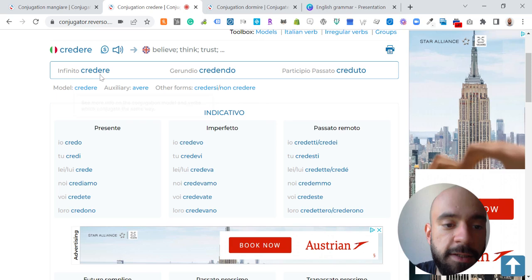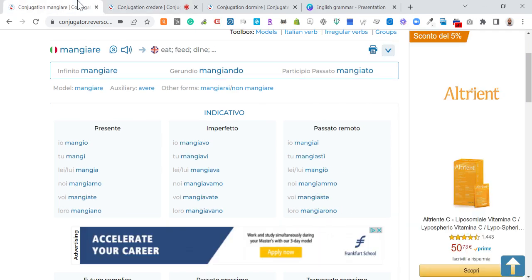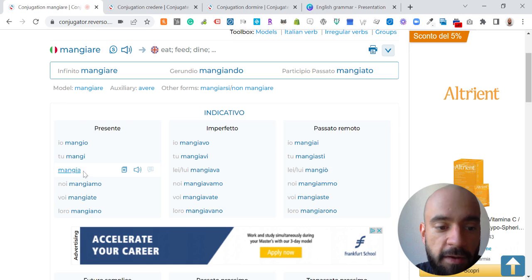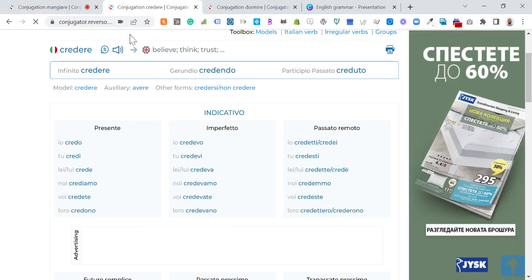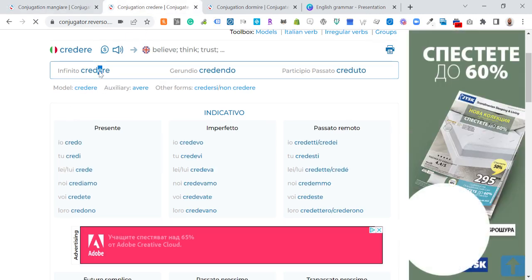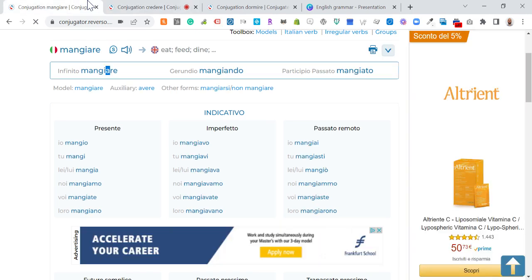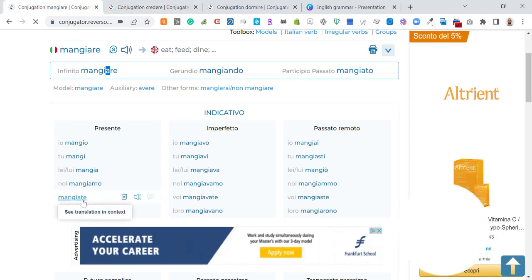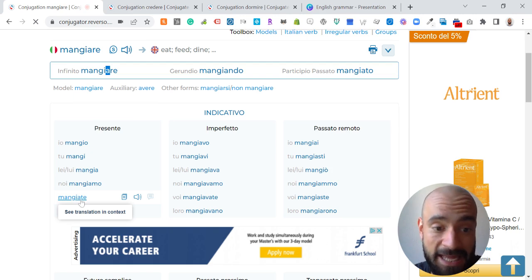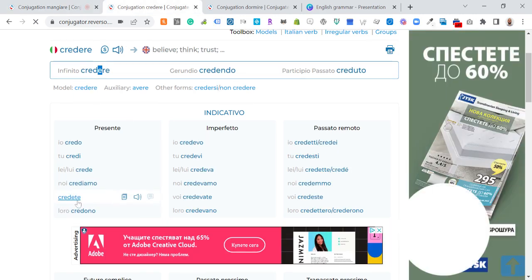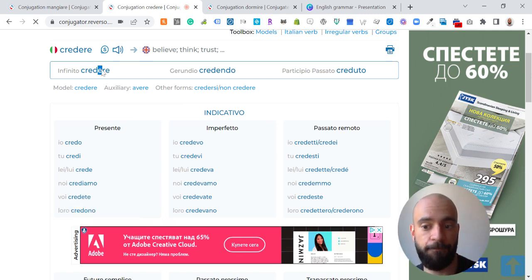Now a big hint is the family. Credere is E-R-E, or ere, and the first one was are, A-R-E, pardon me. So here we have, in fact, a, just like we have it in the infinitive. And here we have e, just like we have it in the infinitive, ere. Crediamo and mangiamo remain the same. Mangiate, there is the a, just like in the infinitive. And here we have credete with the e, okay?